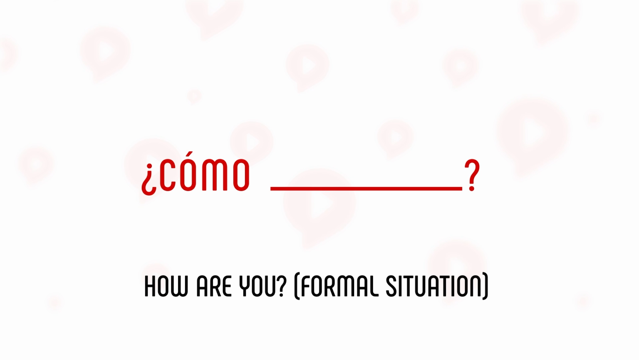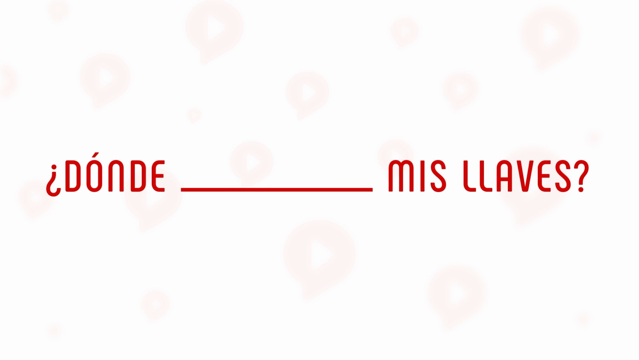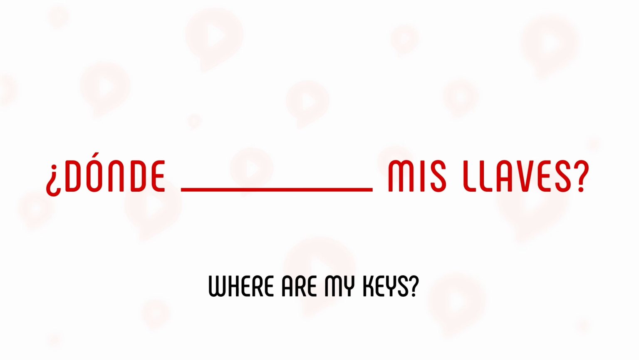Now, let's practice the chunks we learned today so that you imprint the conjugation of the verb estar in actual context. Try to fill in the blanks and write your answers in the comment section below. ¿Cómo? Blank. How are you? Formal situation. ¿Dónde? Blank. Mis llaves. Where are my keys? Blank. Feliz. I'm happy.